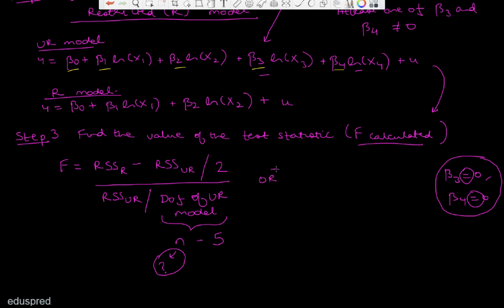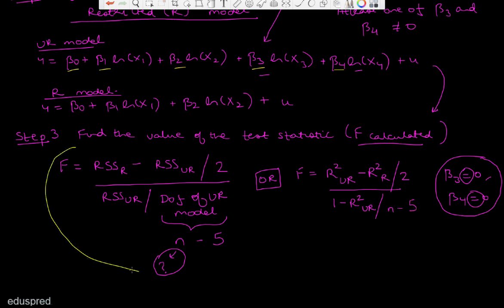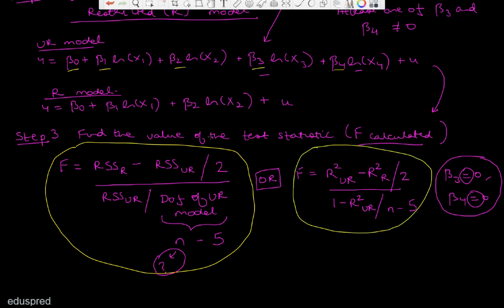Well, this is not the only formula to find the value of F calculated. You can also write the formula in the form of R square. So the other formula that we have is F equal to R square UR, which means unrestricted model, minus R square R, which means restricted model, once again divided by the number of restrictions, which are 2 in this case, divided by 1 minus R square UR, and this is divided by degrees of freedom of the unrestricted model, which are n minus 5 in this case. So this is one of the formulas. Okay, and this is one more formula. So we can use any of these two formulas to find the value of the test statistic, that is F calculated. So this is your step number 3.